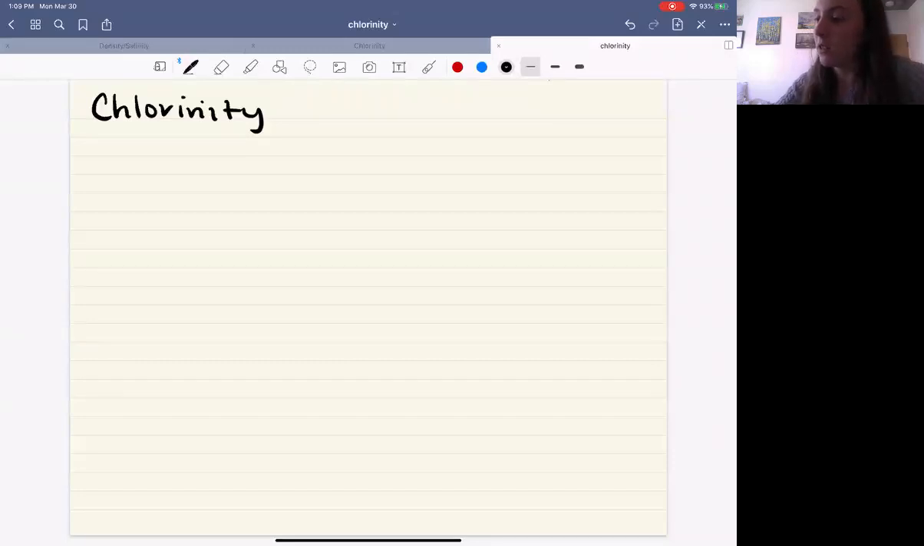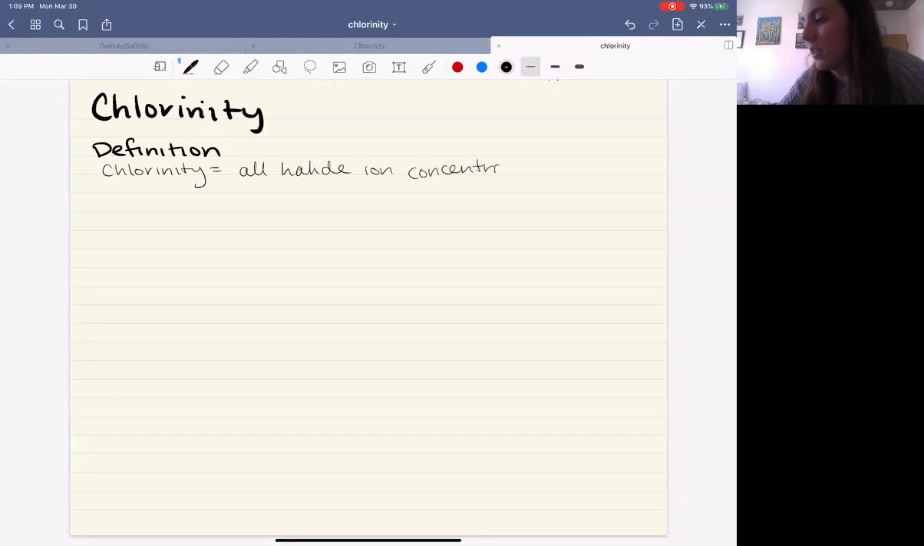And what is chlorinity? Definition. One common misconception with this term chlorinity is that it represents just chloride ions in solution, but in fact it actually represents all halide ions in the seawater that can be precipitated with silver nitrate. So all halide ion concentration.